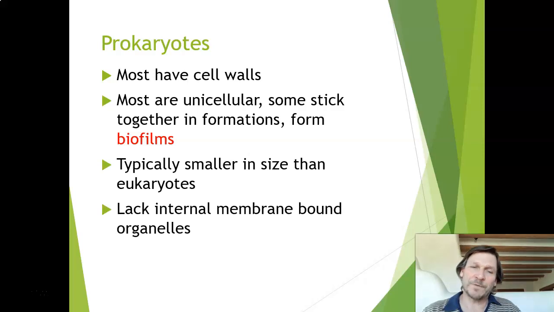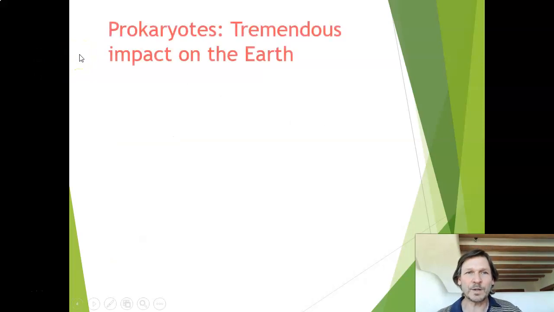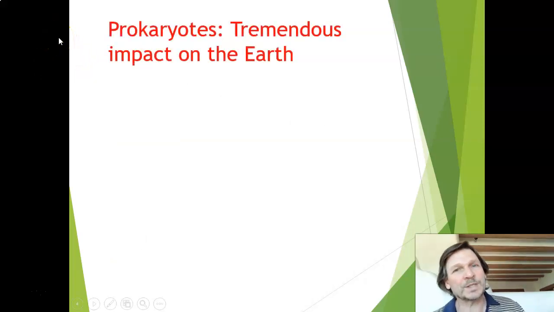Again, by definition, they're typically smaller than eukaryotes, and they lack these internal membrane-bound organelles. And as I mentioned, the ribosomes are smaller in size. Right now, this is a tidbit of information, but that fact will be important later. All right? They're tremendously important on Earth. If we got rid of all of the prokaryotes, right, life would stop.